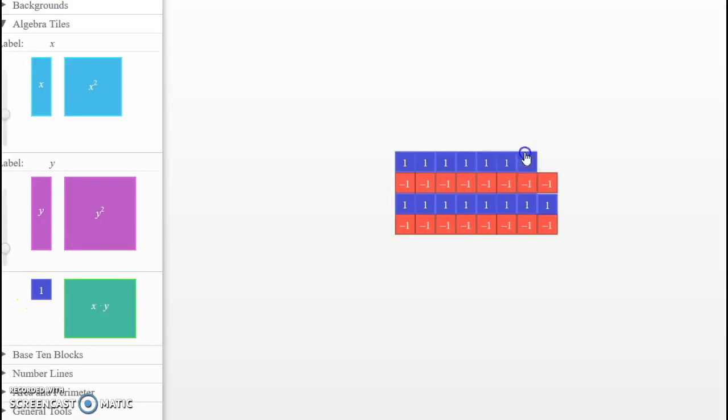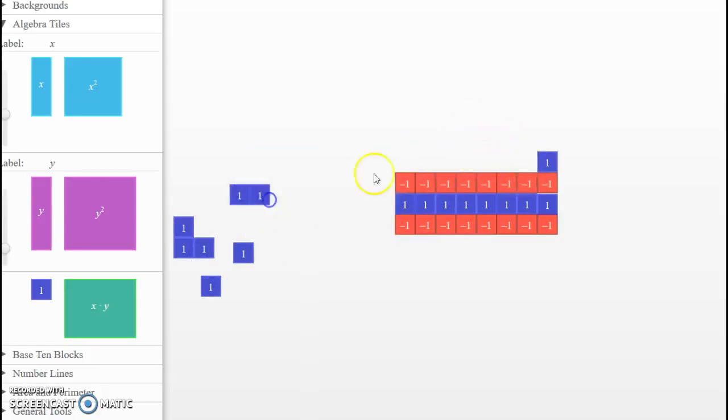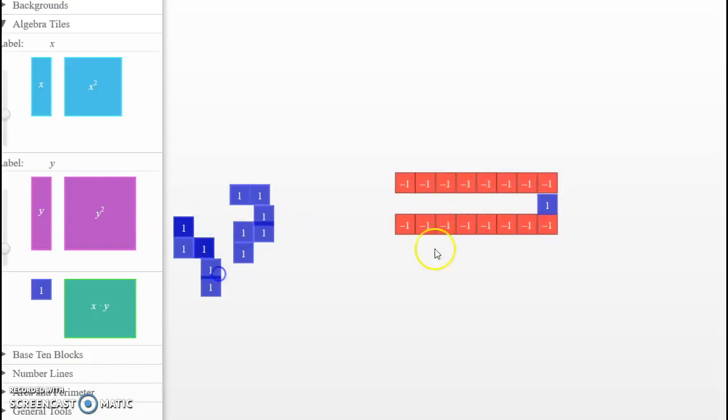Okay, a couple more. All right, so we need to remove 2 copies of 8, and they're positive 8. So if I remove 1, 2, 3, 4, 5, 6, 7, 8. There's 1 copy. Here's 1, 2, 3, 4, 5, 6, 7, 8. There's 2 copies. I am then left with negative 16.